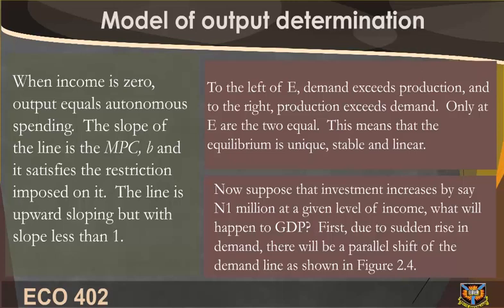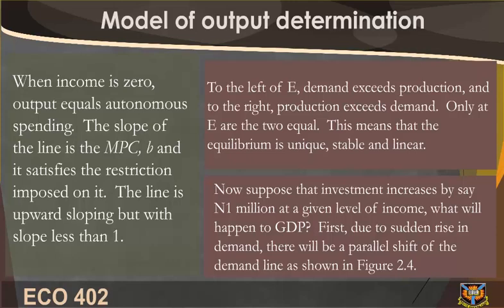When income is zero, output equals autonomous spending. The slope of the line is the MPC b and it satisfies the restriction imposed on it. The line is upward sloping but with slope less than 1. To the left of E, demand exceeds production, and to the right, production exceeds demand. Only at E are the two equal. This means that the equilibrium is unique, stable, and linear.